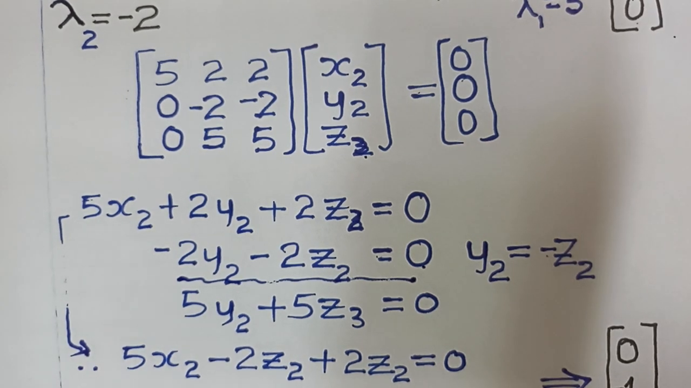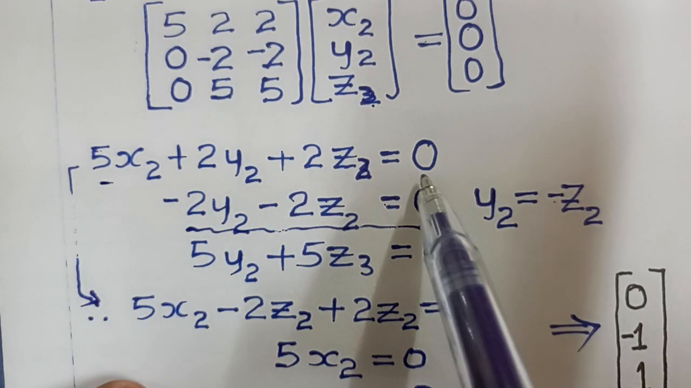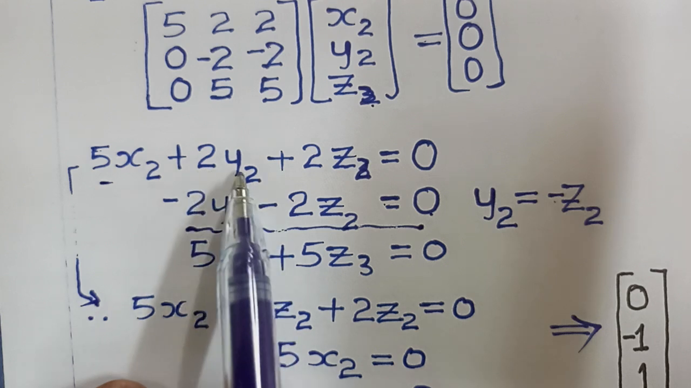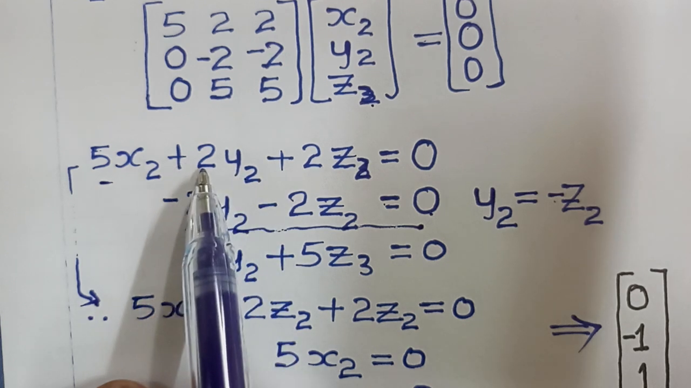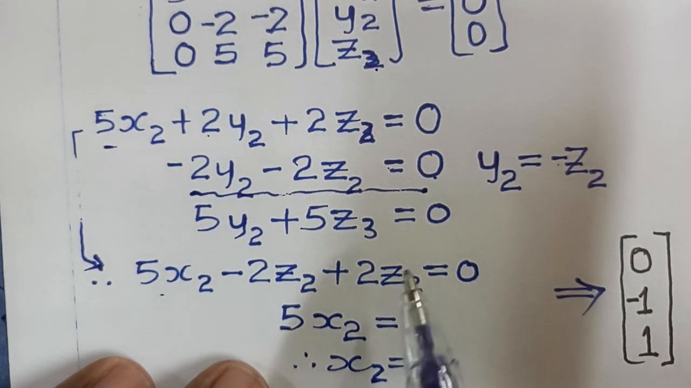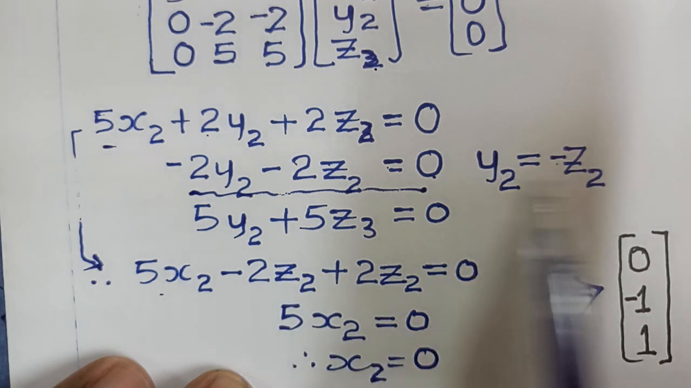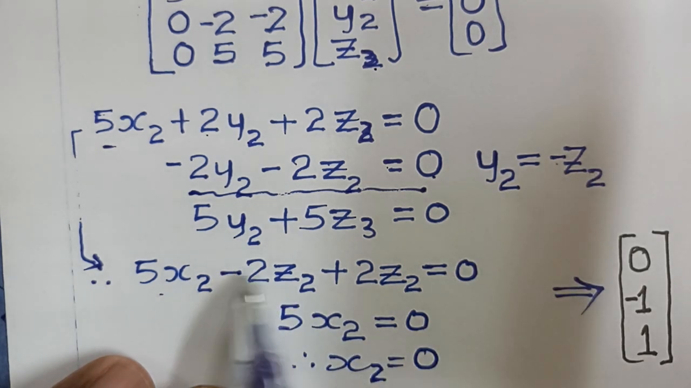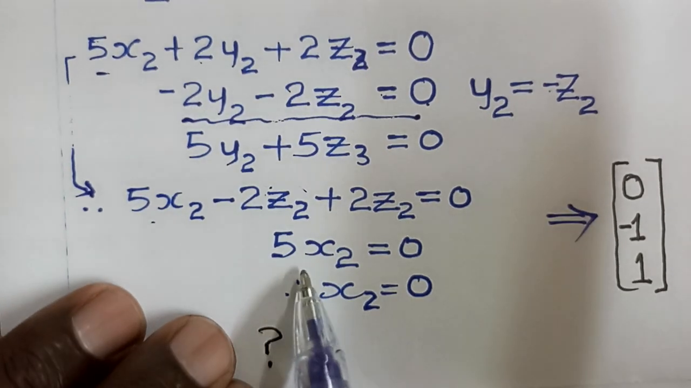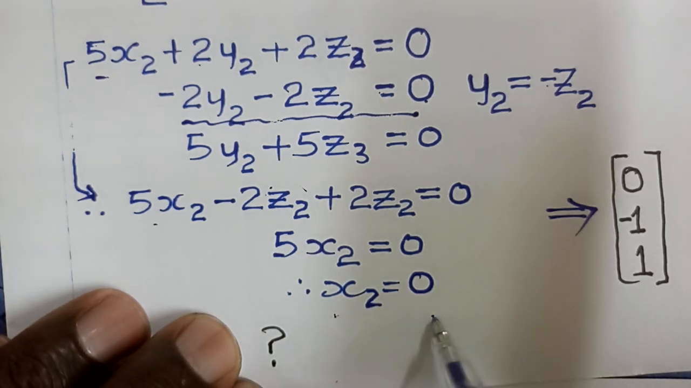And therefore, guys, after that we use this equation to get our x2. Remember here, we can replace 2y2 with negative 2z2, and that's what I have done right here, because we are saying that y is equal to negative z2 as shown here. So I replace the y with negative z2. When we do that, guys, we shall find that 5x2 is equal to 0, which tells us that x2 is also equal to 0.